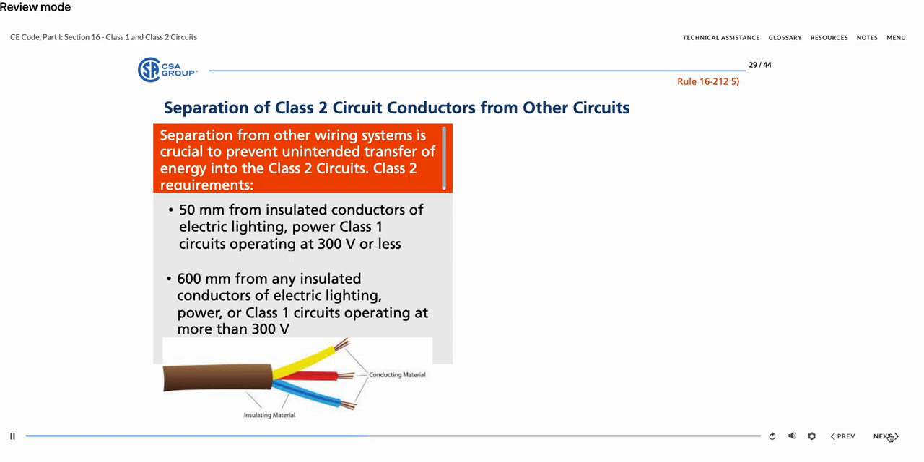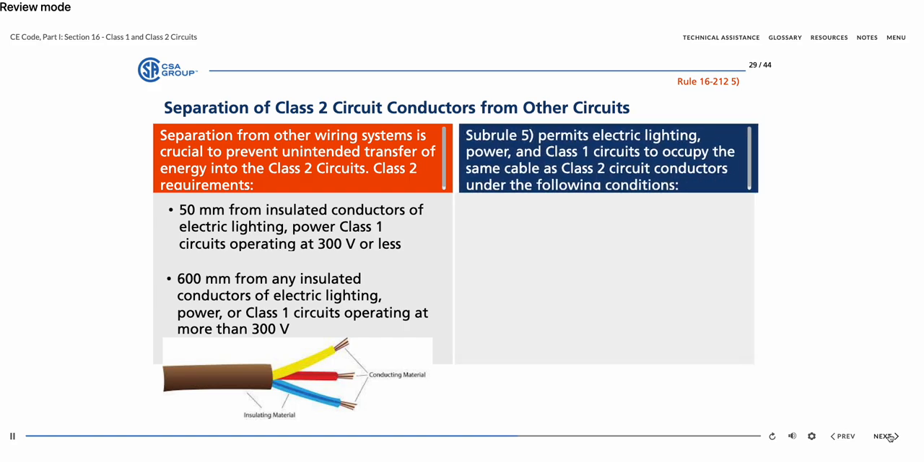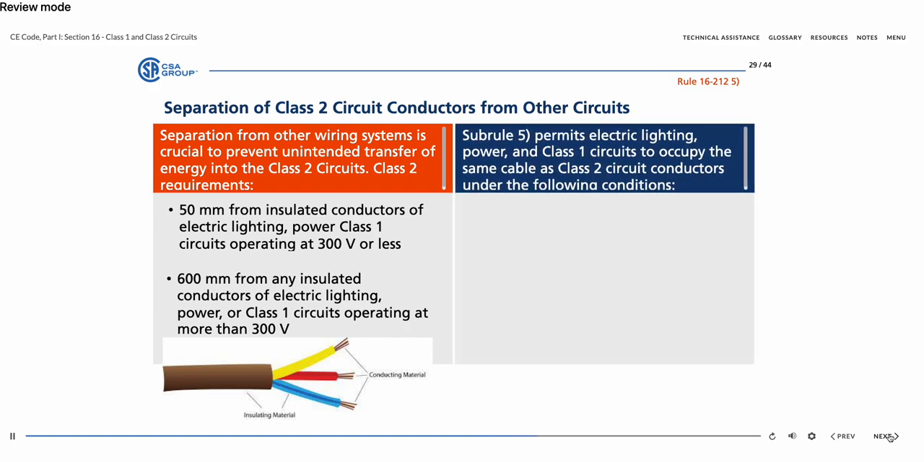For the same reasons, Class 2 circuit conductors must not share the same raceway, compartment, outlet box, junction box, or similar fitting with conductors from power, lighting, or Class 1 circuits, unless separated by an acceptable barrier, or as permitted by Subrule 4. Subrule 5 permits electric lighting, power, and Class 1 circuits to occupy the same cable as Class 2 circuit conductors under the following conditions.